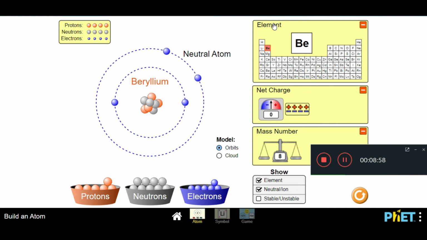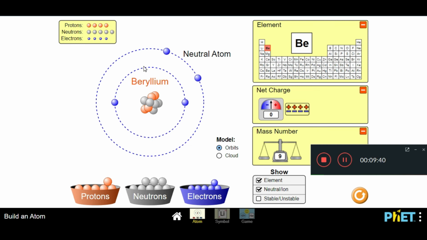In my words, an isotope is an atom that has a different number of neutrons. So when I add one more neutron, it will not change the element name and also the net charge. It only changes the mass number, sorry, from 8 to 9. And as I said, the element name is still beryllium, it doesn't change, and the net charge is also the same, still 0. So this one is also an isotope of beryllium.